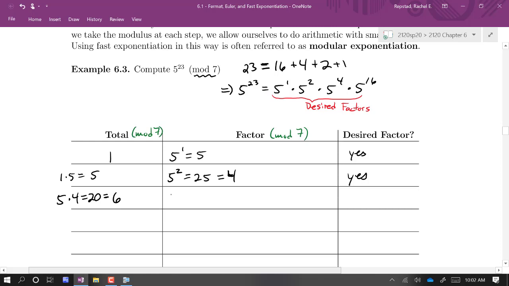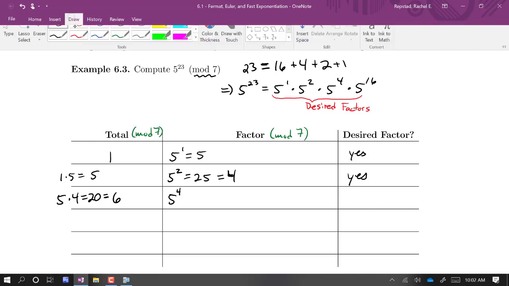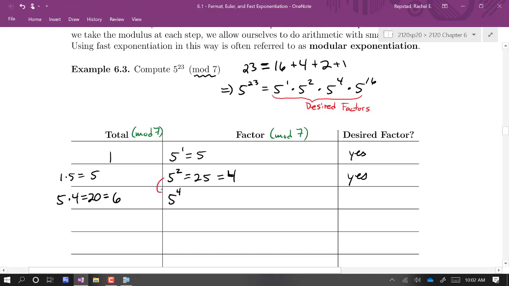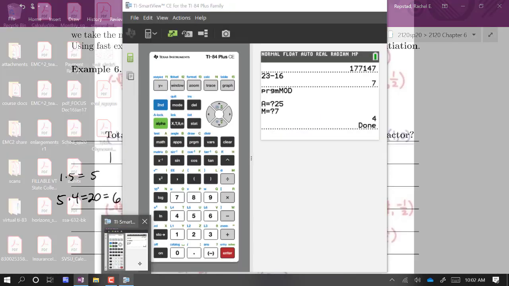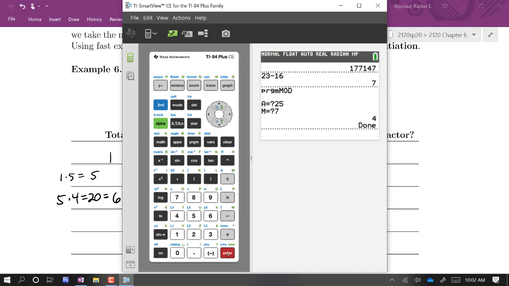Next, my next factor I'm going to get by squaring. When you square something, you double the exponent. So my next factor is 5 to the 4th. And because I got it by squaring the previous one, that has to be the same as 4 squared. So I want to take 4 squared and reduce it mod 7.